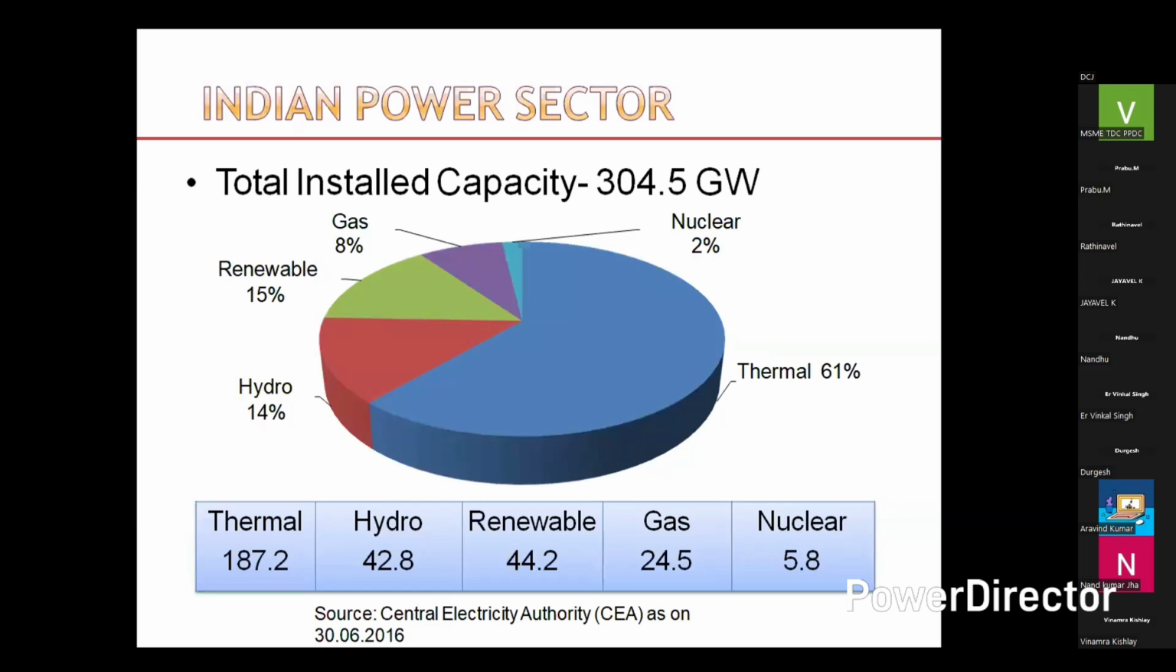This is the data I have taken from the CEA, that is the Central Electricity Authority of India. Approximately we are generating 60 to 70% from the thermal power plants, and next we are generating from the renewables. In the renewables, we have solar power plants and wind power plants, but mostly we are generating from the solar power plant.